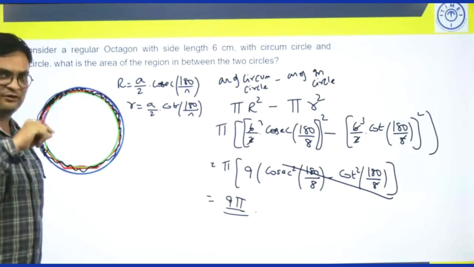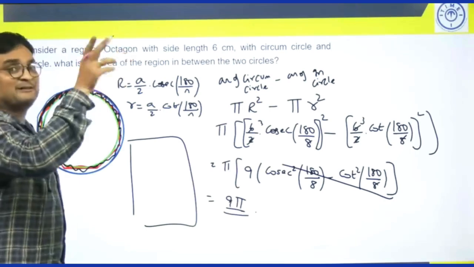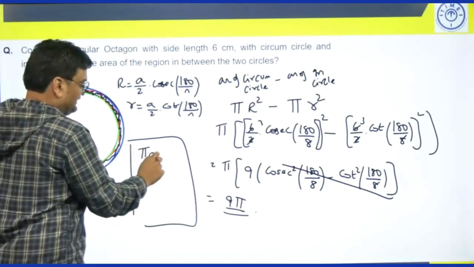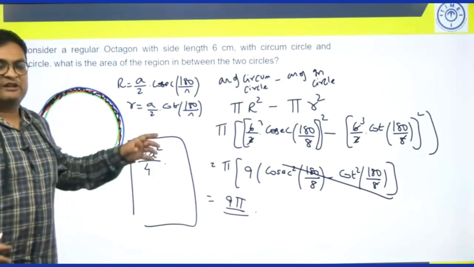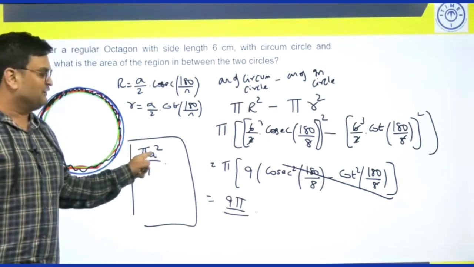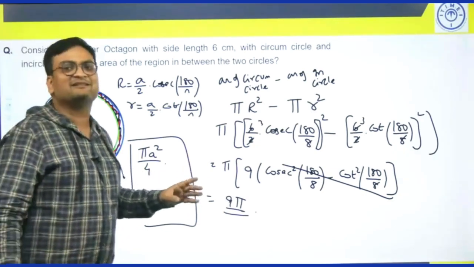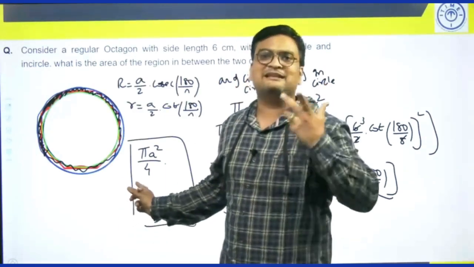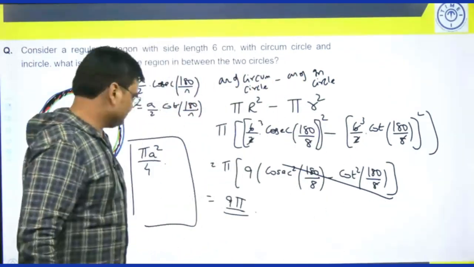However, I would like to share one more formula here. Now, he is asking us what is the area in between the two circles. There is a direct formula for such questions. It is nothing but pi a square by 4, that is it. A is the side length. Area in between the two circles is always this. A is 6 in this case. So pi into 6 square, 36. 36 pi by 4 is 9 pi. Directly we will get to the answer. So instead of 2 minutes, I can get my answer in maybe 10 seconds. So this is one more formula that I would like you to make a note of.